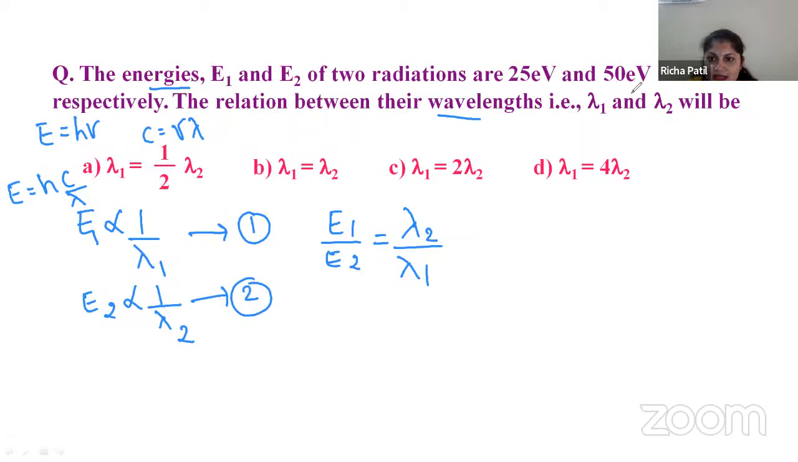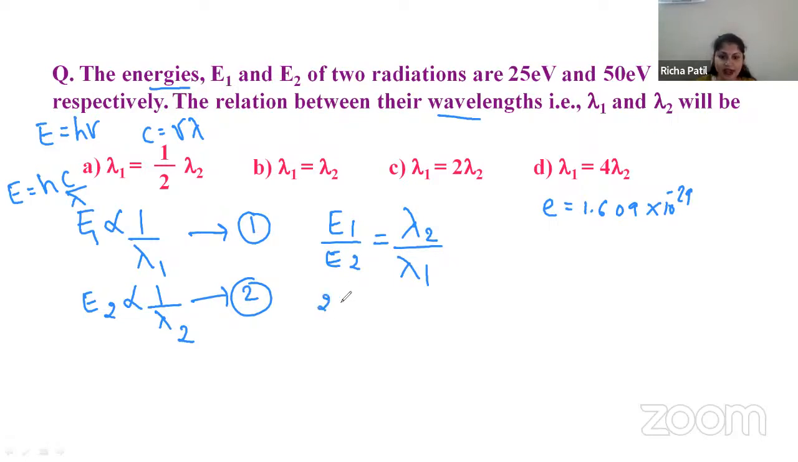Now electron, what is the charge of electron? Charge of electron is what? It is 1.609 into 10 raised to minus 19. So now what you have to do is, now you write E1, what is it?